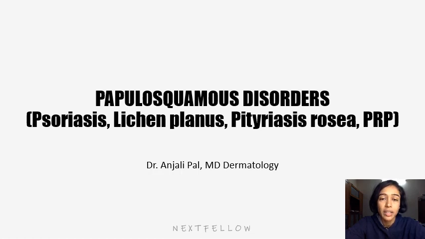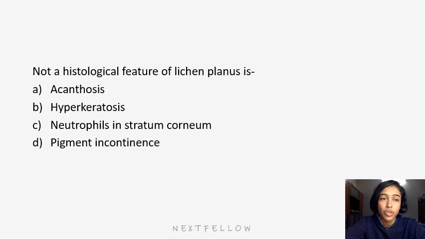Anjali Pal here. We're going to talk about papulosquamous disorders. They mainly include psoriasis, lichen planus, pityriasis rosea, and pityriasis rubra pilaris, or PRP. So we're starting with a question. Not a histological feature of lichen planus is acanthosis, hyperkeratosis, neutrophils in stratum corneum, or pigment incontinence.